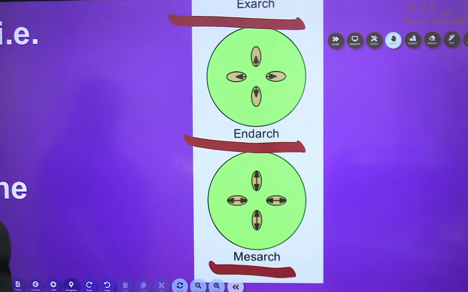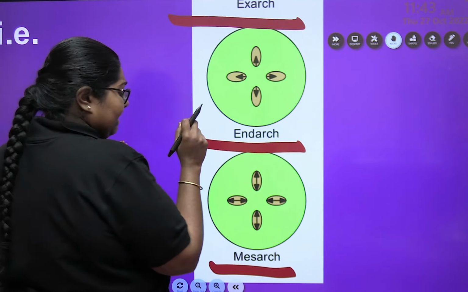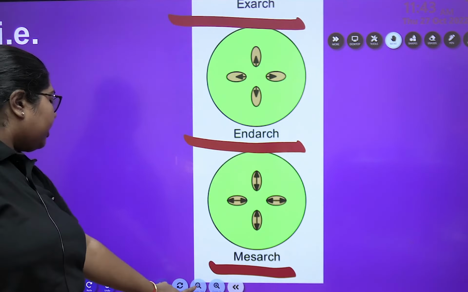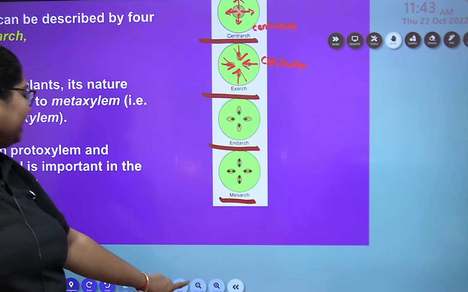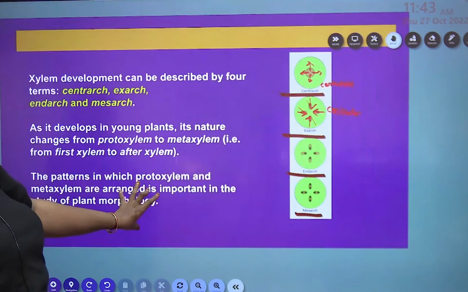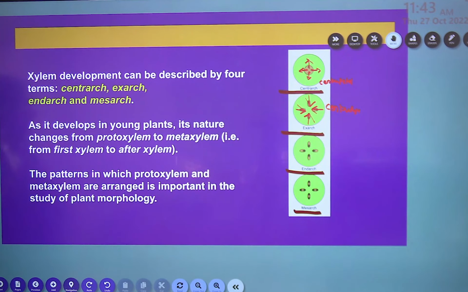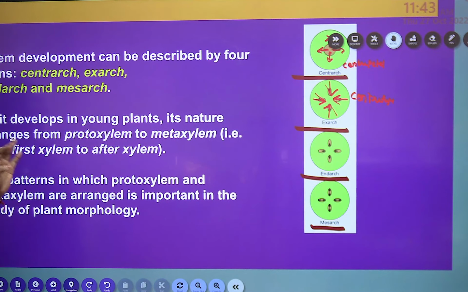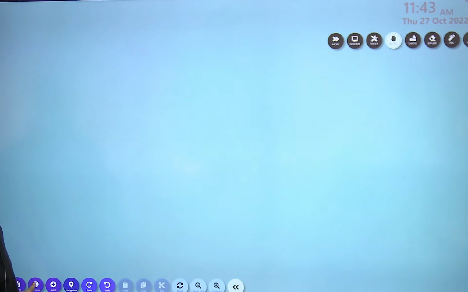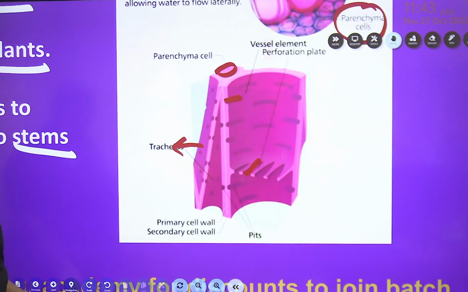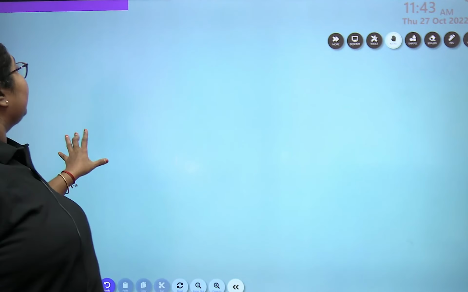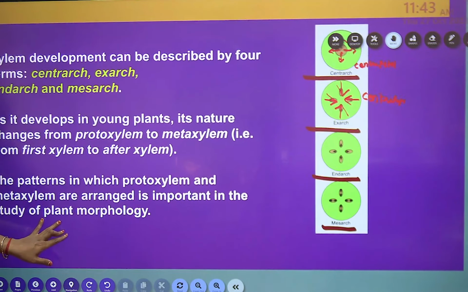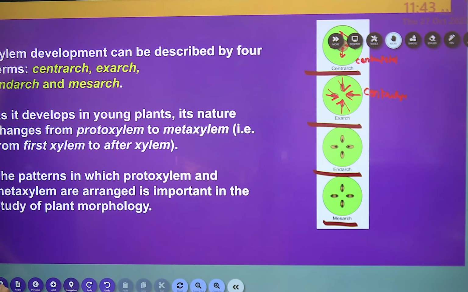Now we will see what an endarch is. Endarch is also moving outside, but there is a very minor difference. I'll tell you in the definition. And mesarch is moving both ways. Now we will see the definition part so that we can understand all these terms in detail. I told you that xylem development takes place by 4 major mechanisms. What are these 4 major mechanisms? They include exarch, endarch, mesarch and centrarch. So that is the 4 types.